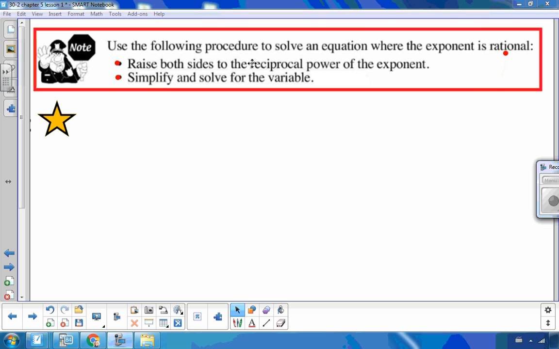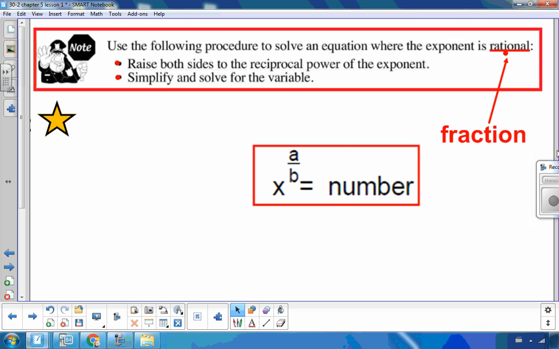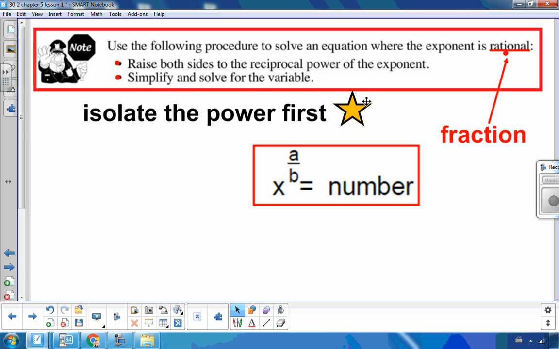So the following procedure to solve an exponential equation where the exponent is a rational, which just means fraction. So if I have x to the a over b equal to a number, all I really have to do is raise both sides to the reciprocal power of the exponent after the power is isolated, and then simplify and solve for the variables. So we're going to try this in a bunch of different questions here.